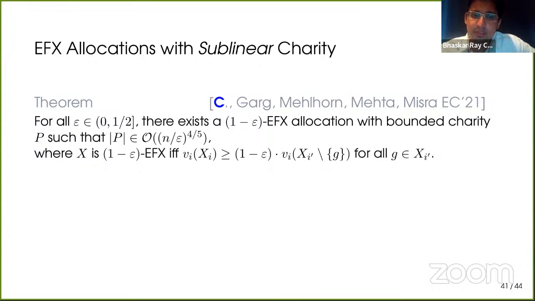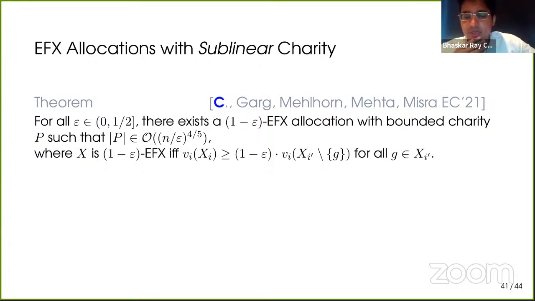Okay. So the best known approximation for additive, like complete EFX, to the best of my knowledge, is the golden ratio, like square root of 5 minus 1 over 2, for additive evaluations. But this result gives you sublinear charity, and it gives you an approximation of 1 minus epsilon for any epsilon. And do you assume the valuations are additive here? Yes, the valuations are additive here.